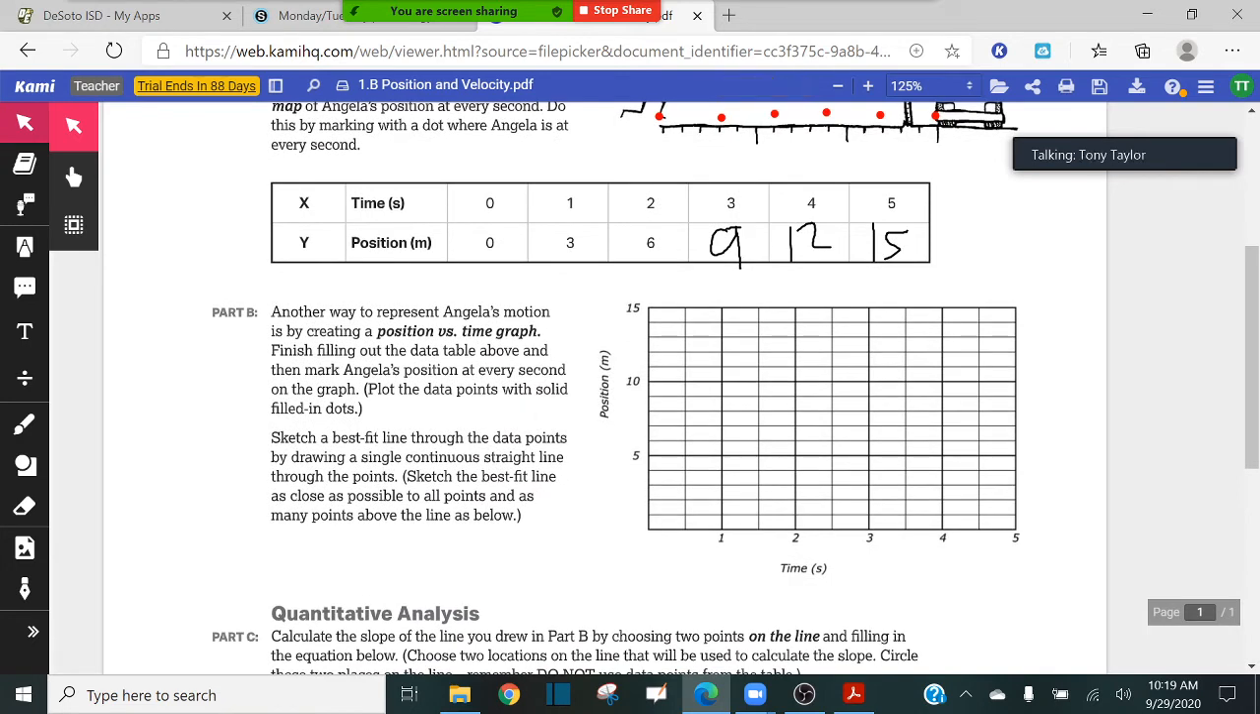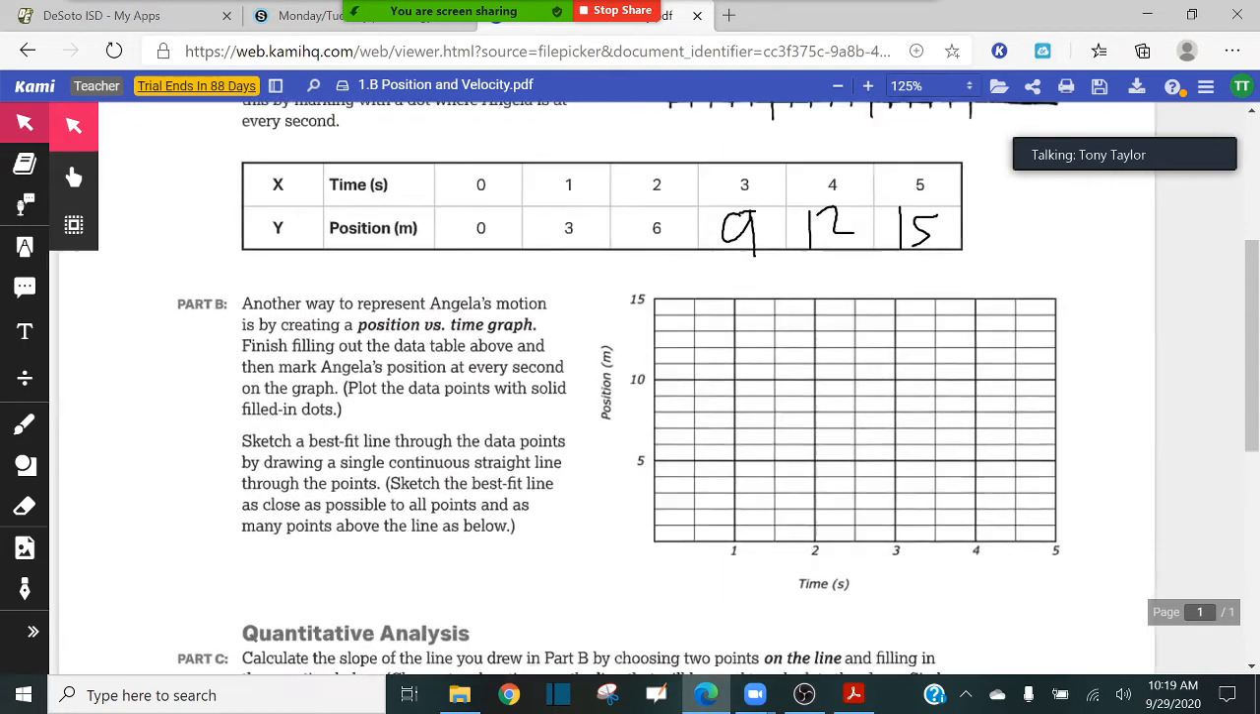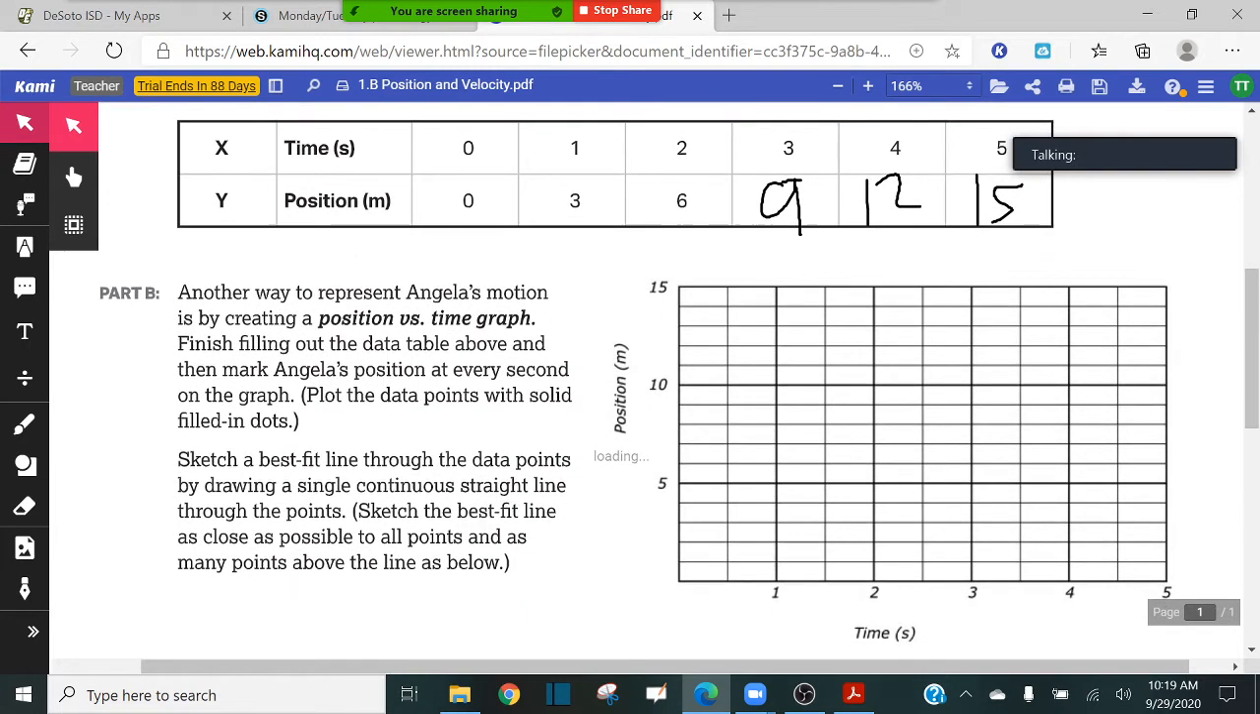Now that we have our motion map and now that we have our table, what we need to do here, it says we need to represent Angela's motion by creating a position versus time graph. So finish filling out the data table above and then mark Angela's position at every second on the graph. Plot the data points with solid filled dots. Sketch a best fit line through the data points by drawing a single continuous straight line through the points. Okay, so guys, let us get ready to do our graph here. Let me make this bigger so y'all can see this.